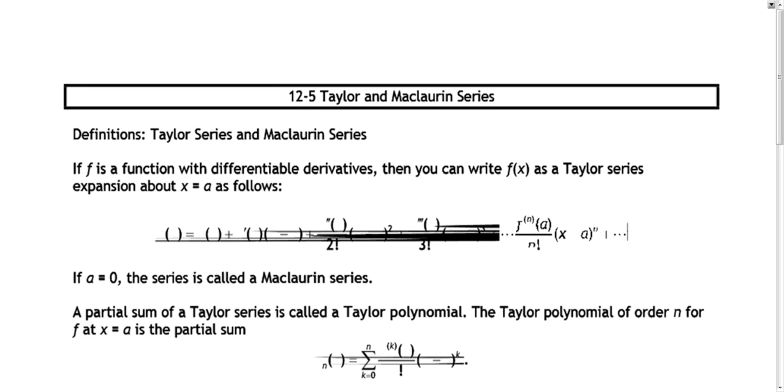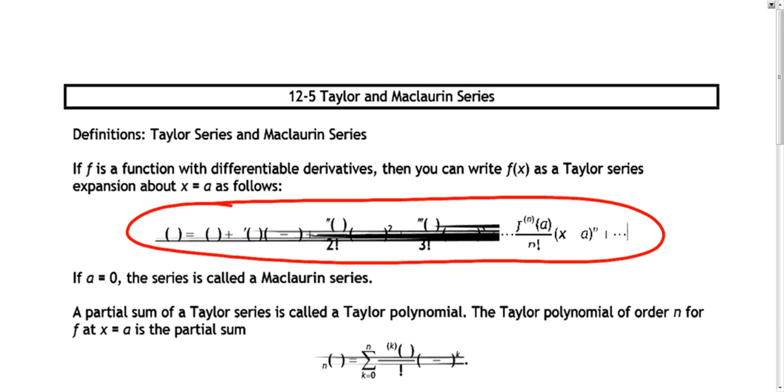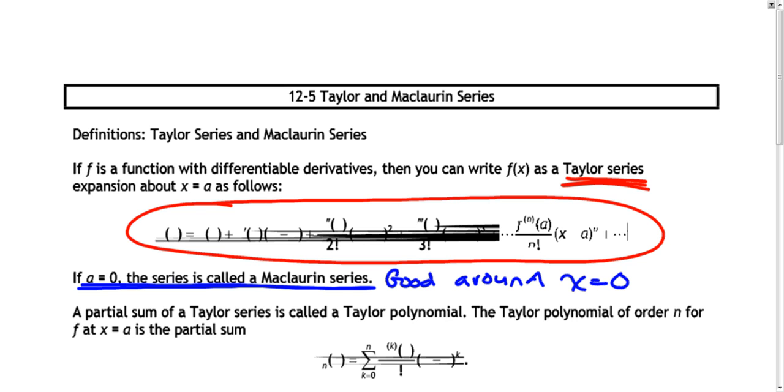Right now we have definitions of Taylor series and Maclaurin series. The first big series that you have is a Taylor series. The difference between a Taylor series and a Maclaurin series is that the Maclaurin series is specific: your a is equal to 0, which means the Maclaurin series is good around 0. So for those of you who like to memorize, that's what this one's going to be all about.